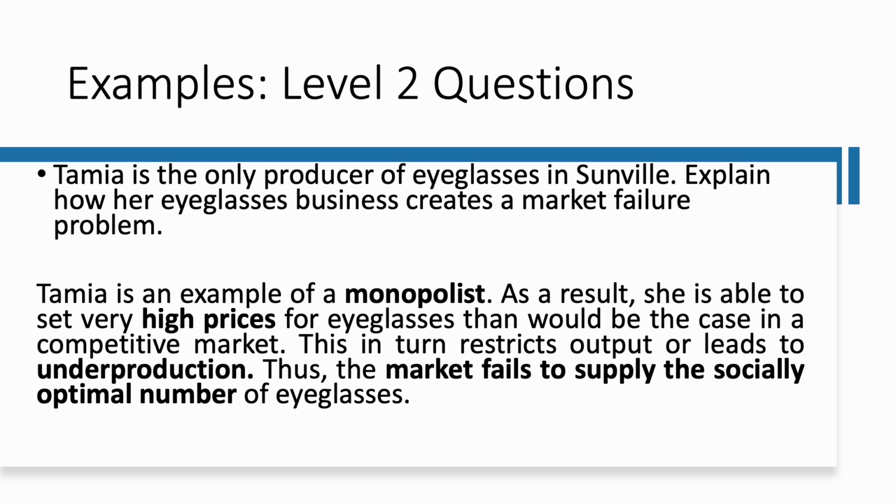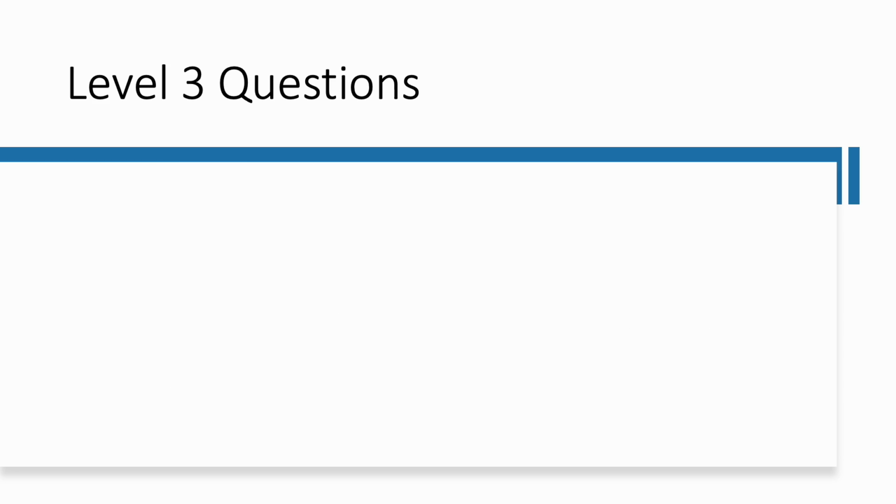Now, identifying that Tamia is a monopolist is important. The setting of high prices and the restriction of output are also key points to make. Then highlighting that these lead to market failure is a must. Now let's look at level 3 questions. Please do not shy away from these questions. Remember, you have the ability to answer them.